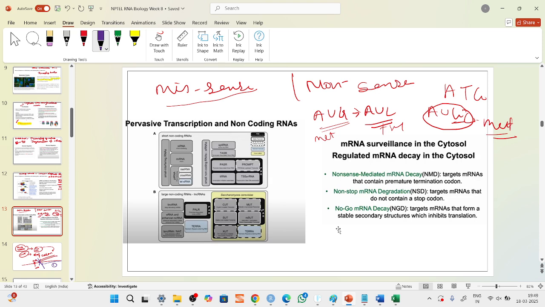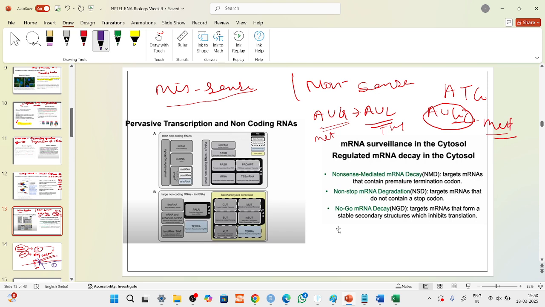And what is nonsense mutation? Nonsense mutation means that earlier that codon used to code for some amino acid, but now it has been changed in such a way that it codes for a stop codon. And since it codes for a stop codon, the synthesis will stop there only, and the protein will not be formed correctly. Okay, so I hope this is clear to everybody.